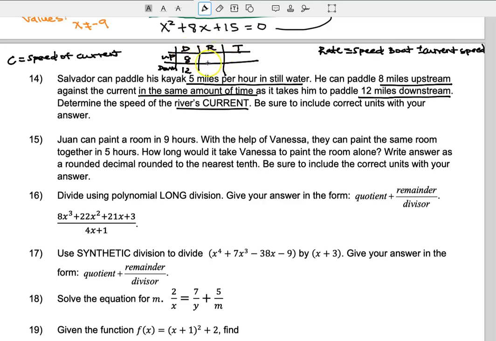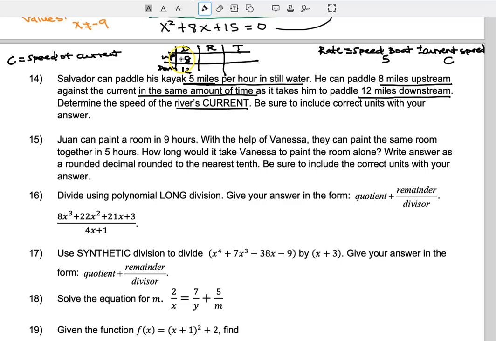All right, so when I'm looking at my rate, I know that the boat speed on this one is 5 miles per hour. All right, so that's going to be 5. But my current speed is what I don't know. That's why I was defining a variable, saying, okay, that's what I'm trying to find. So here, my current is going to be C. So when I fill in my rate, I'm going to have 5 plus C for one of them and 5 minus C for the other.